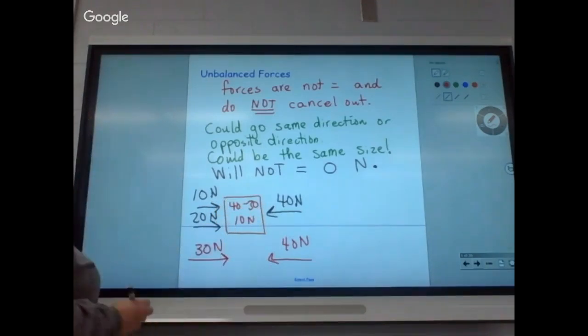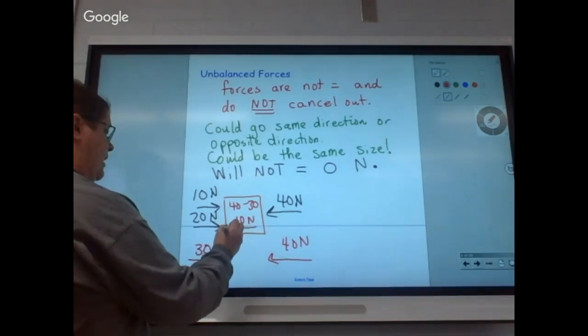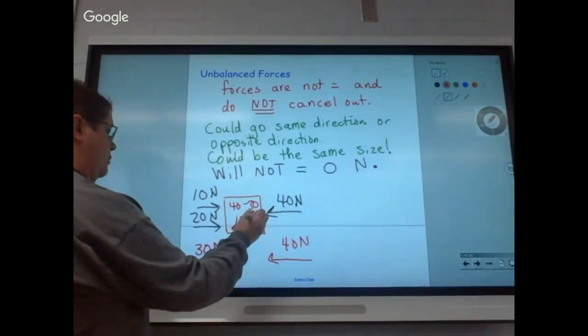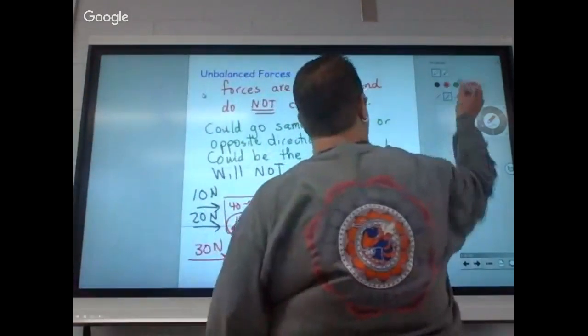Now, I need a direction because all forces have a direction. Which direction is bigger, the 30 or the 40? So it goes 10 newtons this direction. That is my answer. It's always going to be positive, right? Yes, it'll always be a positive number. Everybody with me on that? It will never turn out to be 0 if it's unbalanced. All right, one more, and then we'll stop.